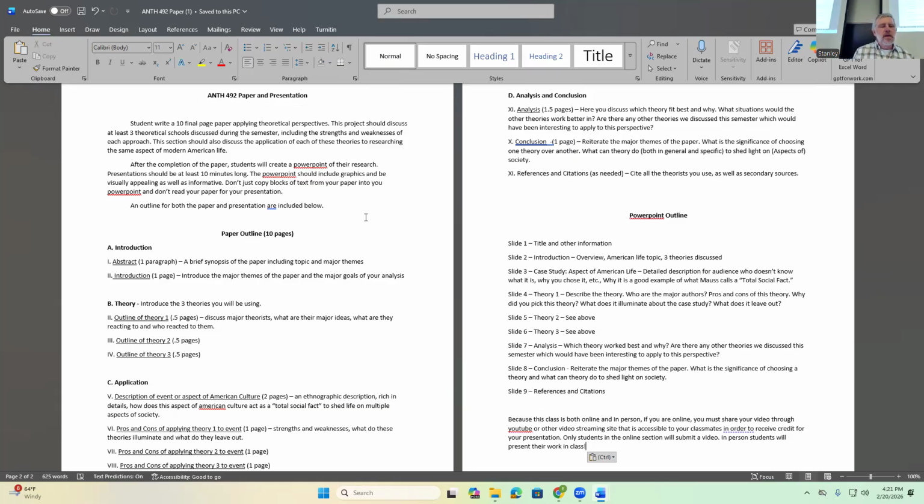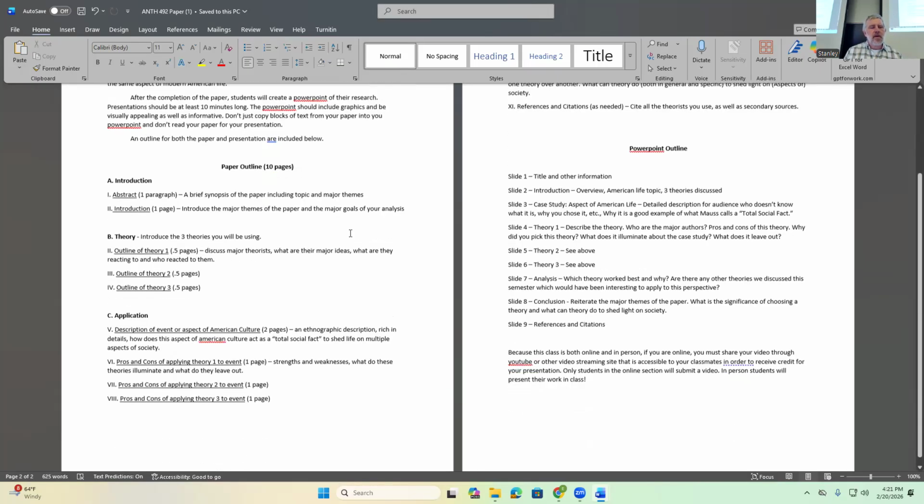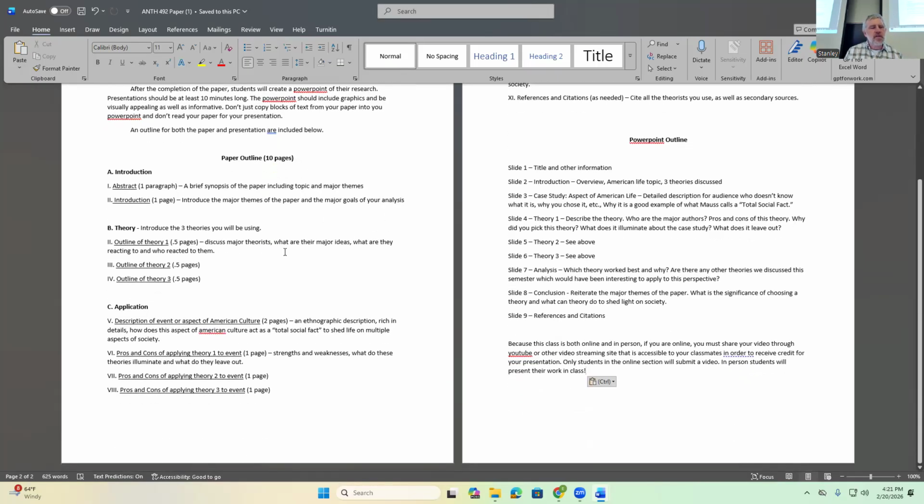And next, we're going to go through both the outline for the paper and the presentation. Your paper is first. So we're talking about a 10-page paper. You should have an abstract of about 1 paragraph. This should be written last, that way you know what your paper is about. It includes a brief synopsis of the paper, including topics and major themes, what topic of American society you're going to study, as well as the 3 theories that you're going to be using. Next part is a 1-page introduction, introducing the major themes of the paper, major goals of your analysis.